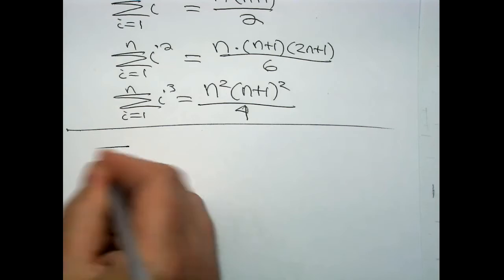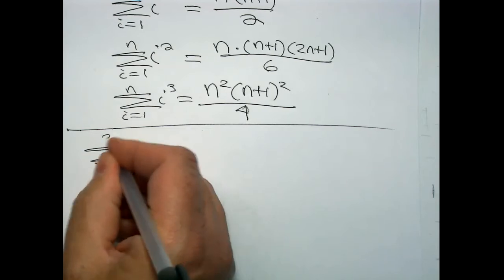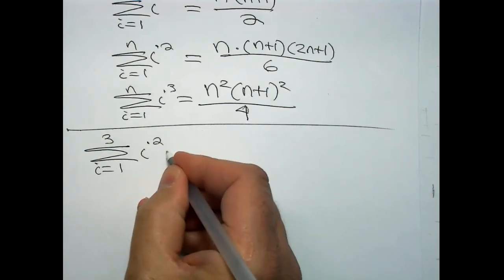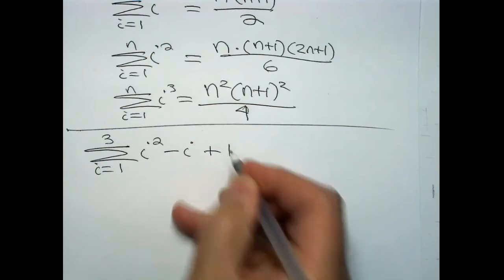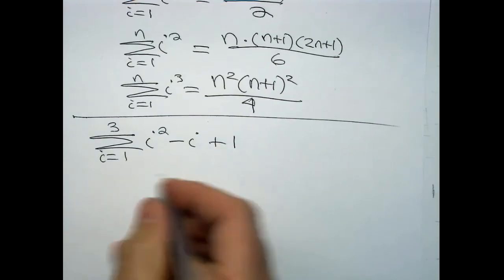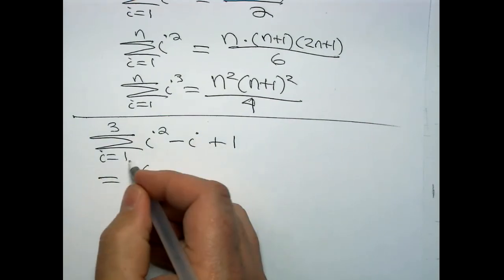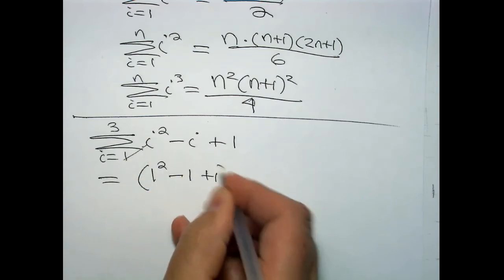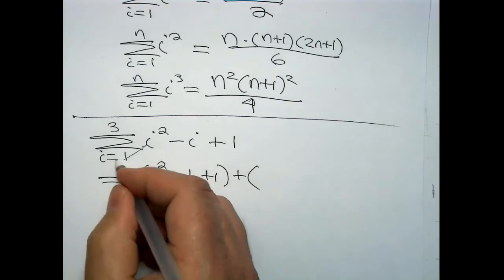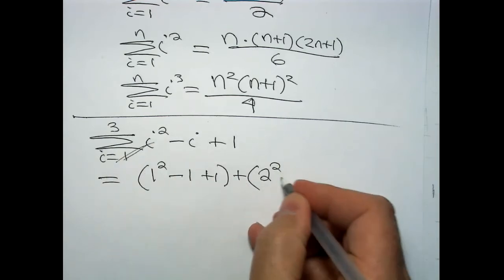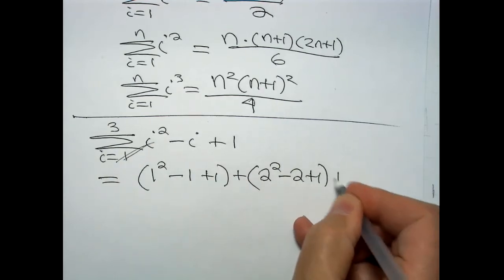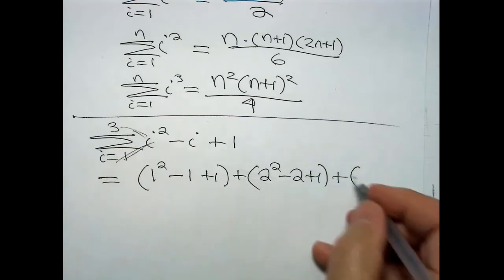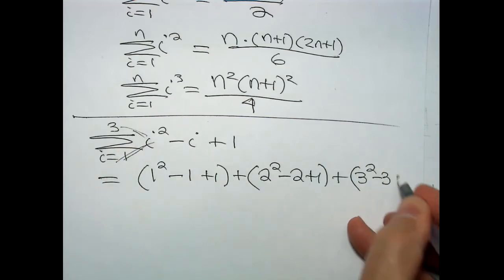So let's try a few. Let's do i equals 1 to 3 on i squared minus i plus 1. Now, this is a sum you can do manually. There's no problems here. Manually means plug i in. 1 squared minus 1 plus 1. That's the first term. Put the 2 in next. 2 squared minus 2 plus 1. Now put the 3 in, and that would be the last one, which is 3 squared minus 3 plus 1.